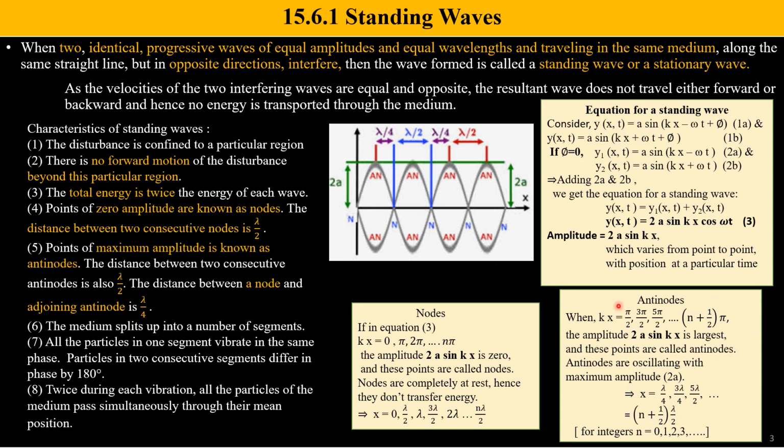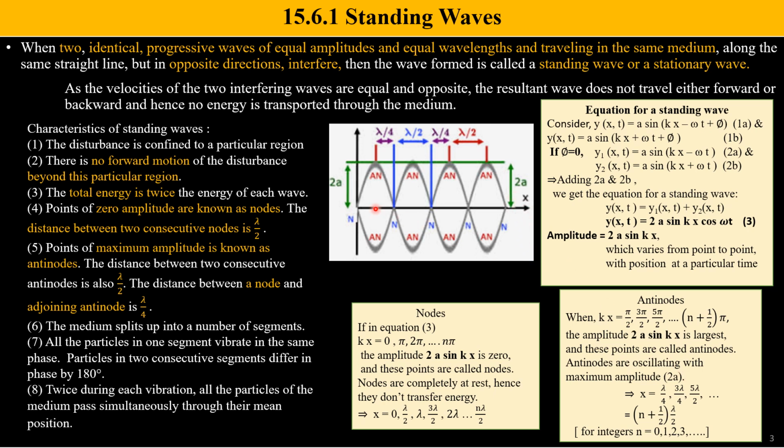Similarly, we can get the equation for antinode, wherein the value of sin kx is 1, that is kx is equal to pi by 2, that is 90 degrees, or 3 pi by 2, etc. Hence, when we put kx equal to pi by 2, the amplitude becomes 2a. This is the point where amplitude is 2a and such points are called antinodes. Antinodes are oscillating with a maximum amplitude 2a.